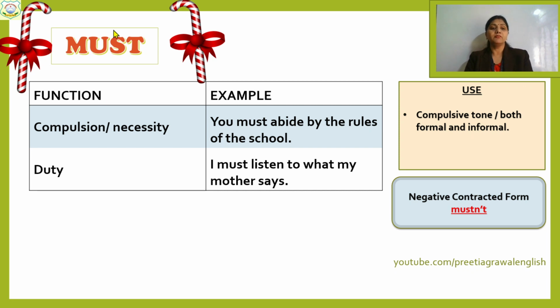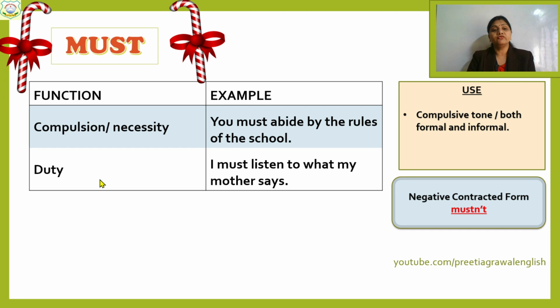Must. Must is used for compulsion and for necessity. Whenever anything is compulsory and whenever anything is necessary, you will be using must. You must abide by the rules of the school. It means that whether you wish or not, that is the compulsion, that is very much necessary, that each and every student has to abide by the rules of the school. So whenever there is any compulsion, meaning anything which is compulsory, you have to use this modal must.